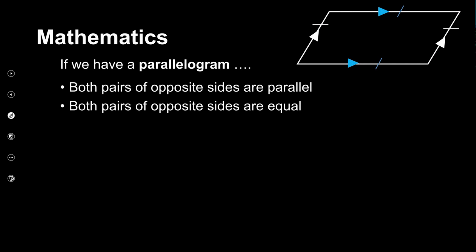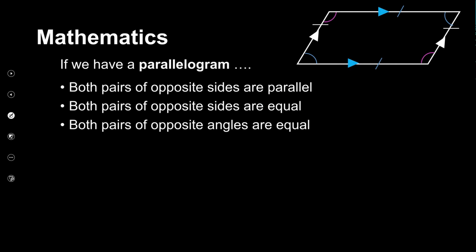The other thing that we know is that both of these opposite sides are parallel and also equal to each other. I'm using different colors there, so that it's not one line for all of them and then ends up confusing you. So this is what we mean. That's the second important thing. The other important thing is that both pairs of opposite angles are equal. So these are opposite angles, they are going to be equal, and those are opposite angles, they are also going to be equal to each other.